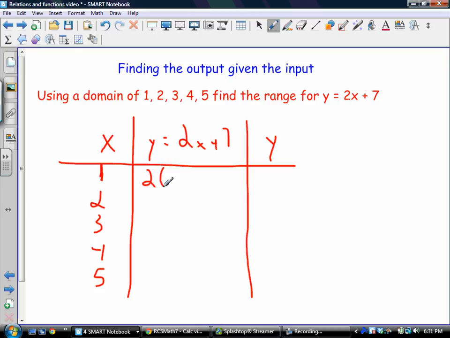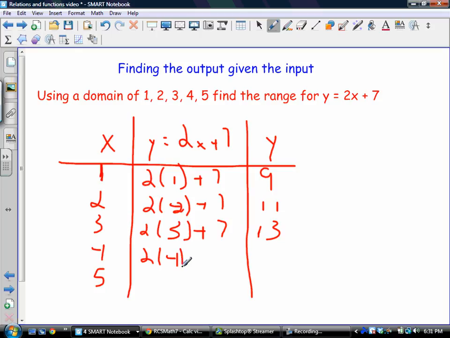I do 2 times 1, which of course is just 2, plus 7, and that gives me 9. So that outputs 9. If I plug in a 2, I'm going to get 4 plus 7, which is 11. If I plug in 3, then I'm going to get 6 plus 7, which is 13. If I plug in 4, I'm going to get 8 plus 7, or 15. And when I plug in 5, finally, I get 10 plus 7, or 17. That should be a 7 there.